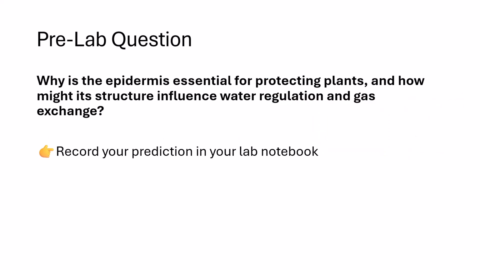Before beginning your observations, answer this question. Why is the epidermis essential for protecting plants, and how might its structure influence water regulation and gas exchange? Consider how a single layer of cells can protect an entire plant organ while still allowing gas exchange. Think about how stomata, cuticle, and cell arrangement affect water movement and diffusion. Pause and record your prediction.